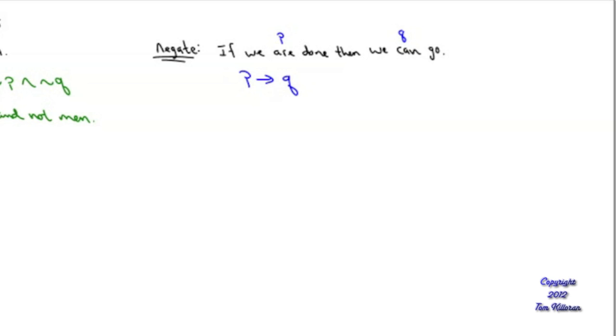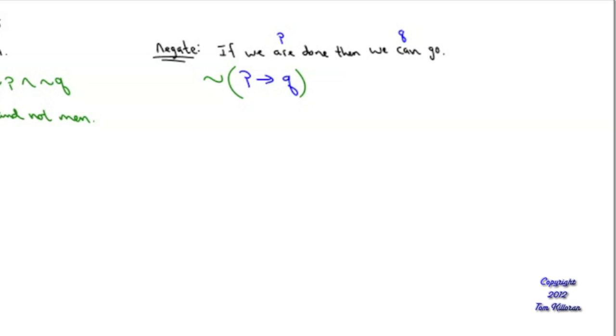What if I have to negate, if we are done, then we can go? But I need to negate it. So, shortcut. We are done is P. We can go is Q. This is P arrow Q, right? If we are done, then we can go. But I want to negate it. So I need to take this whole sentence and put a parenthesis around it and negate it.